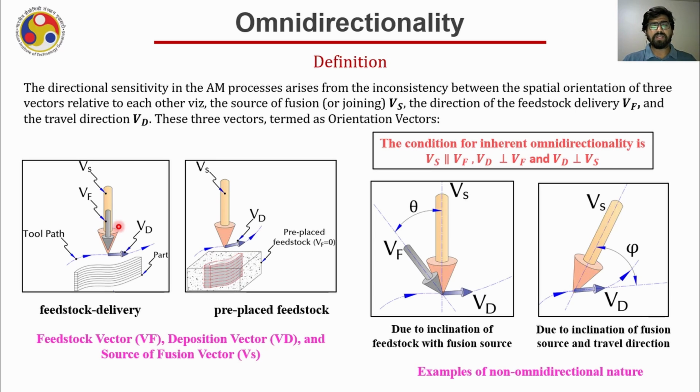Like, consider the case in which, as you are seeing here in this diagram, the wire is fed separately and the arc is created separately, like in the case of TIG welding. In that case, the TIG welding tungsten is creating the arc, and in that arc we are feeding the wire from the side. Now in that case, there will be an angle between the vector Vs, which corresponds to the source of fusion, and Vf, which corresponds to the direction of material feed, and this angle is represented here by theta. And now you are moving in a direction which is shown here by Vd.